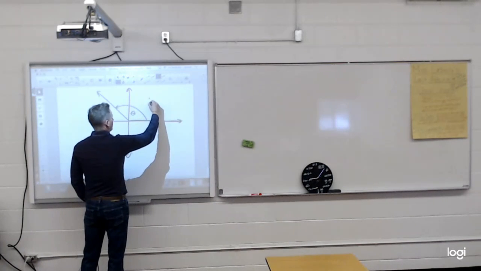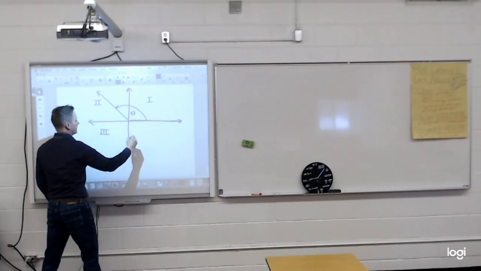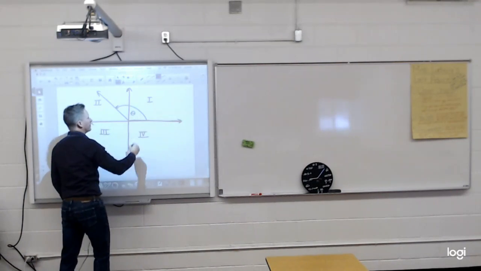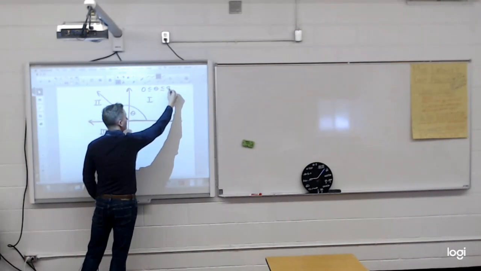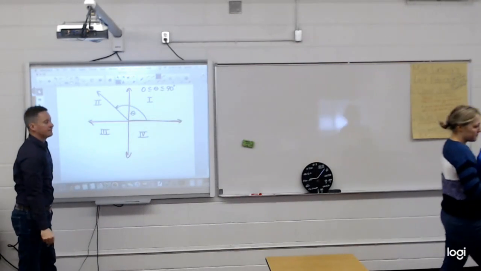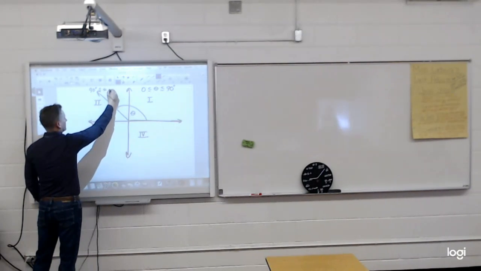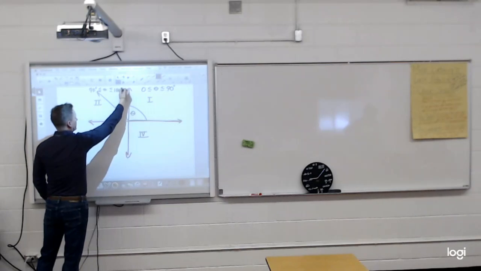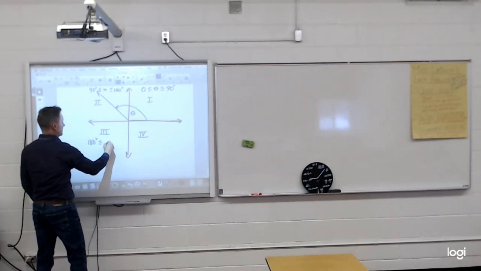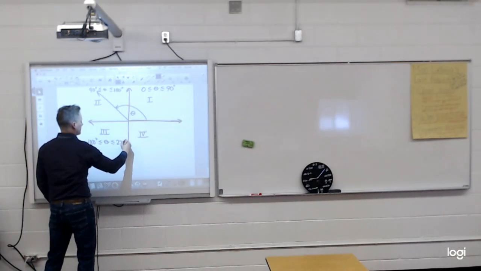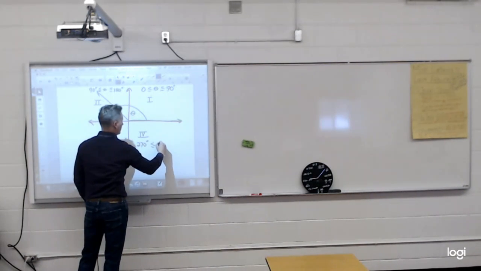So we're now going to label the quadrants. And we're going to put in here that the angles in this quadrant are between 0 and 90. The angles in this quadrant are between 90 and 180 degrees. Down here would be between 180 degrees and 270. And then 270 less than theta less than 360.